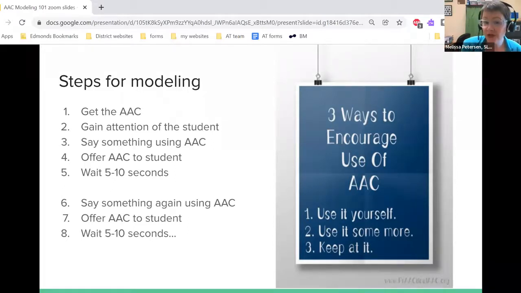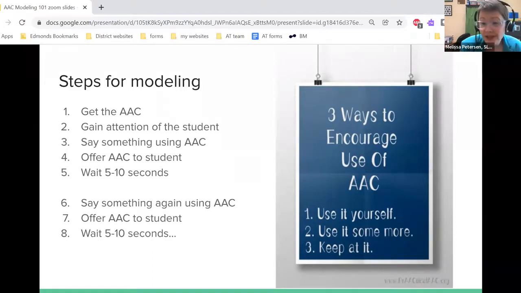Get the attention of the student. That might mean that they're looking at you, or it might mean they're just paying attention to you, depending on whether they are a student who makes a lot of eye contact. Then you just say something using the core board or the iPad. You offer the AAC to the student so that they might say something back if they want, and then you wait. This is maybe the most important part. You wait, give them time to think.